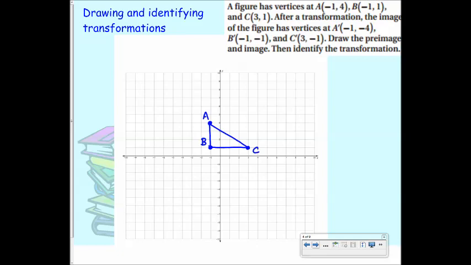In my image, A prime is at -1, -4. That's A prime. B prime is at -1, -1. And C prime is at 3, -1. So looking at that, what would you say that it is? It's a reflection. Is it a reflection over a vertical or a horizontal line? Horizontal, good. Because this line is basically the line through the middle. So not only is it a horizontal line, which line is this? What do we call this line here? The x-axis. So we would say this is a reflection over the x.